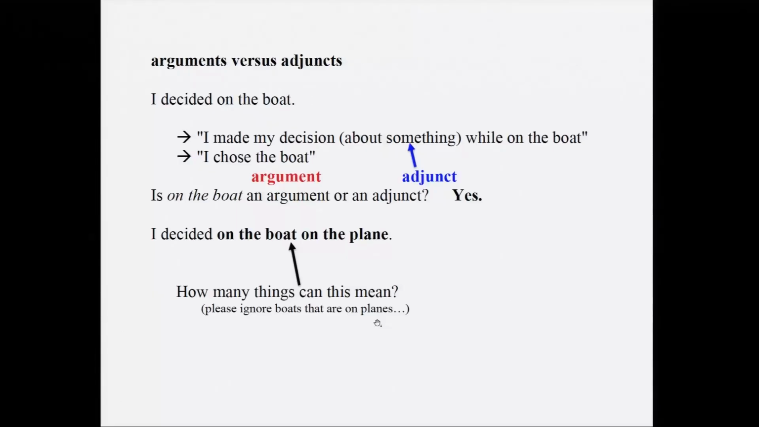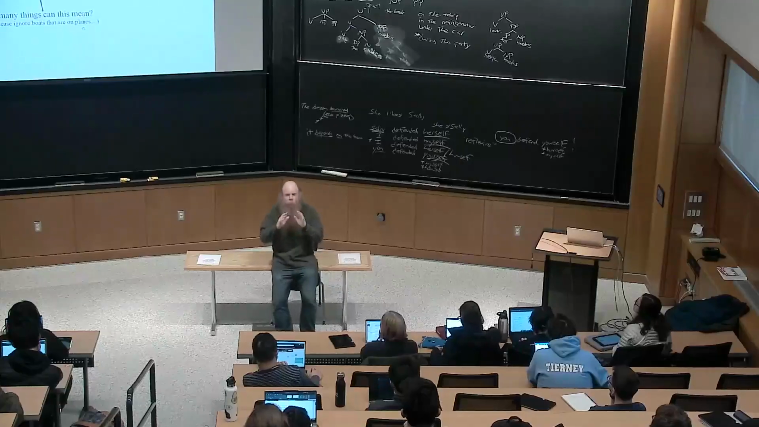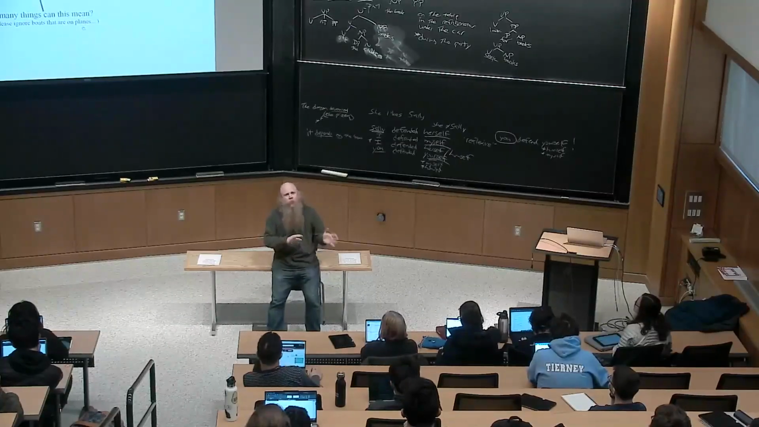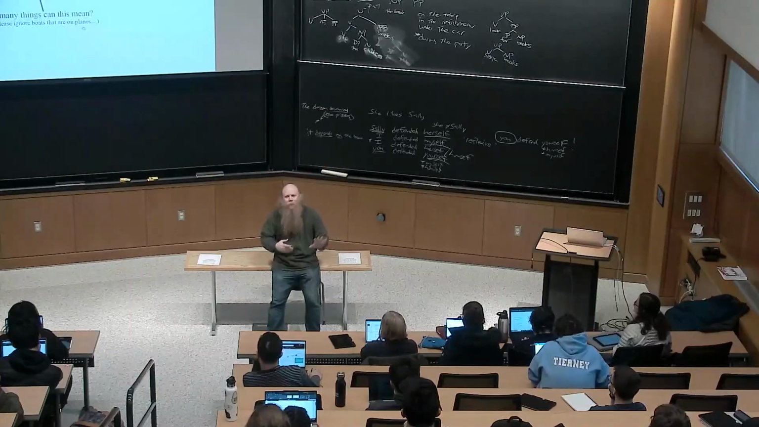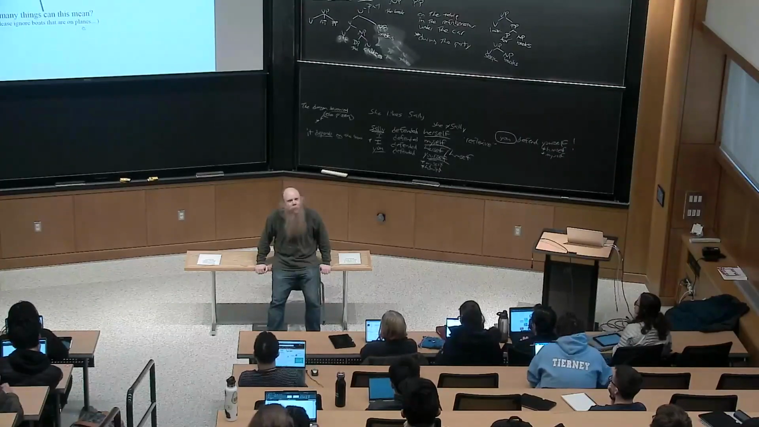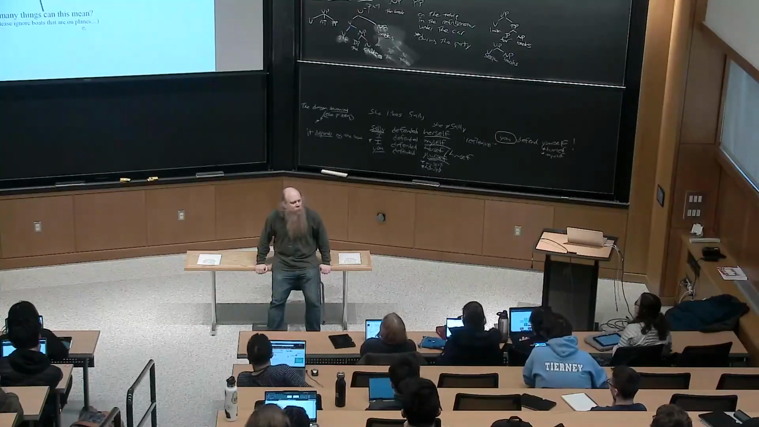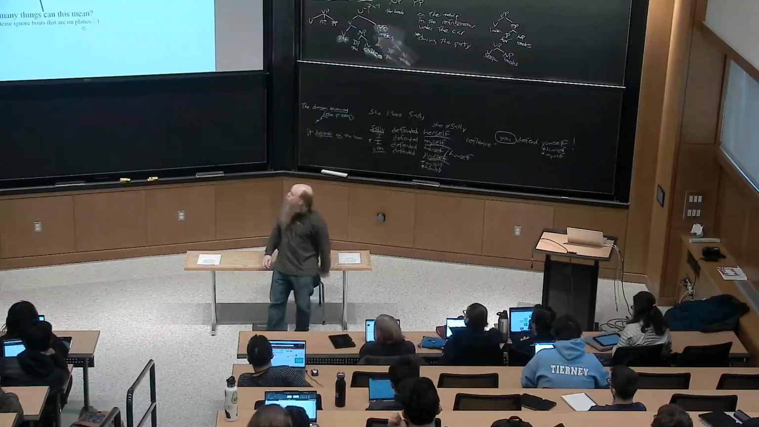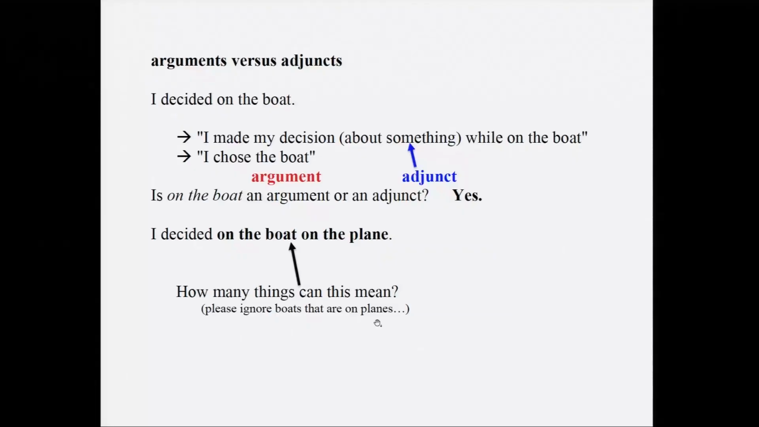And then, I think this is where we stopped. I asked you to think about sentences like I decided on the boat on the plane, and I asked you to suppress your natural urge to make things more complicated and to think of alternatives. So consider situations in which there's only one boat and only one plane, and neither of them is on the other. There are two things that you could imagine this meaning. It could mean I chose the boat while I was on the plane, or it could mean, in principle, I chose the plane while I was on the boat.